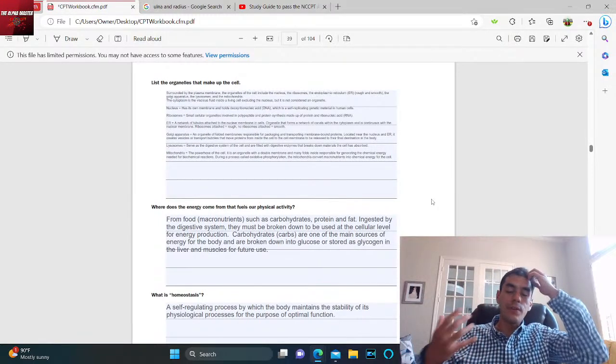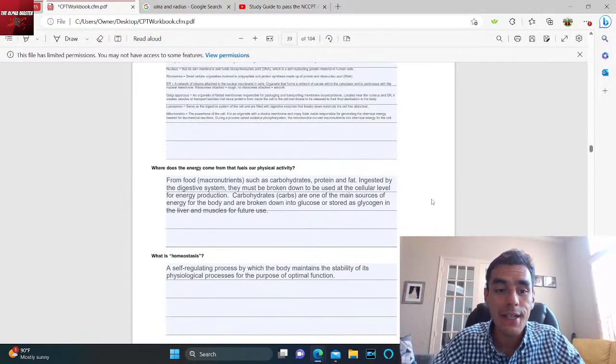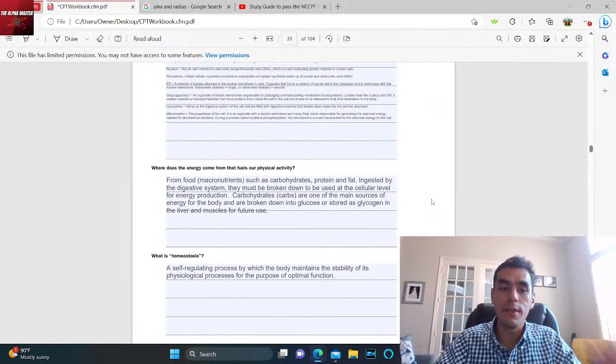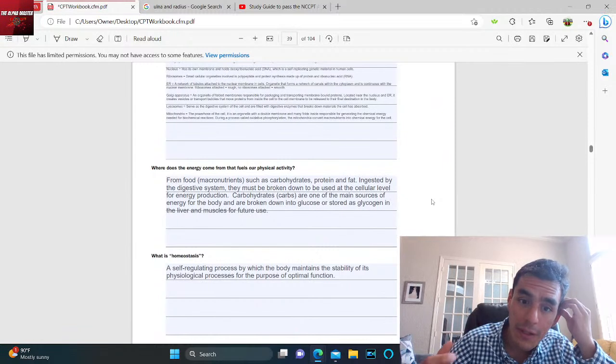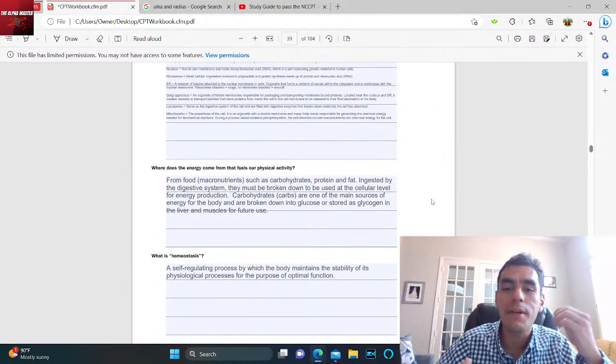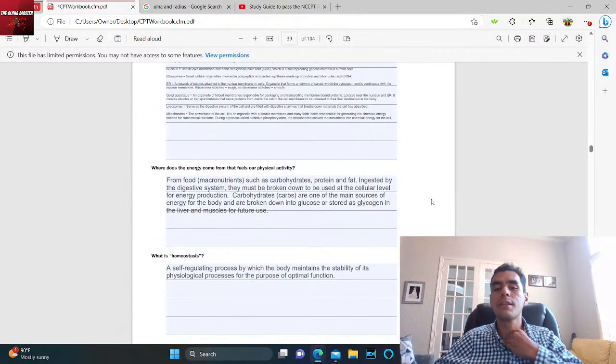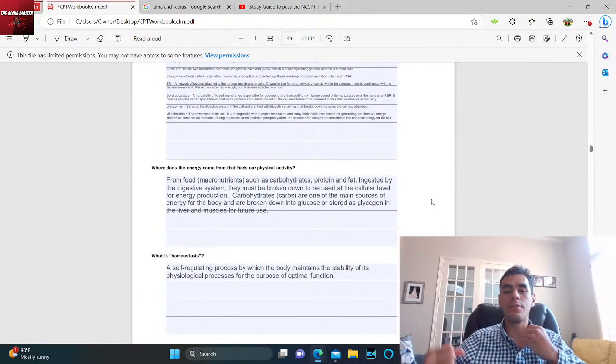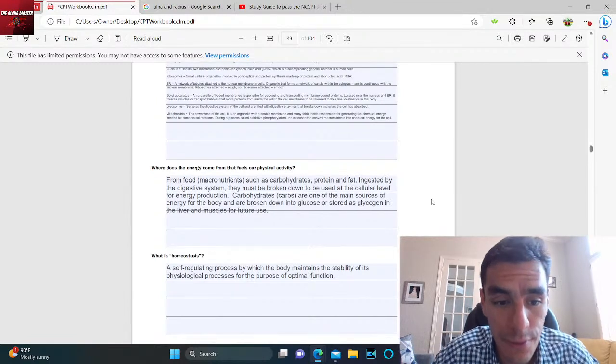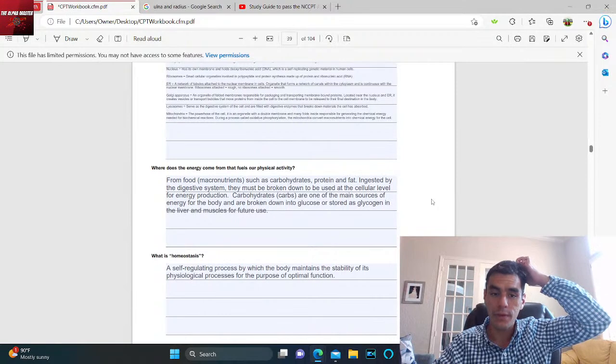Where does the energy come from that fuels our physical activity? From the food, the macronutrients such as carbohydrates, protein, and fat. Ingested by the digestive system, they must be broken down to be used at the cellular level for energy production. The carbs are one of the main sources of energy for the body and are broken down into glucose or stored as glycogen in the liver and muscles for future use.